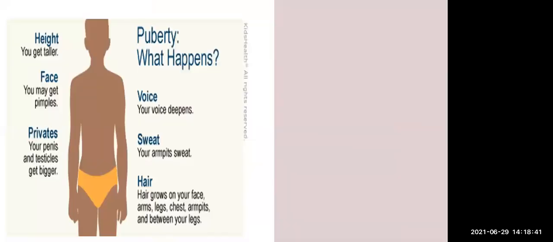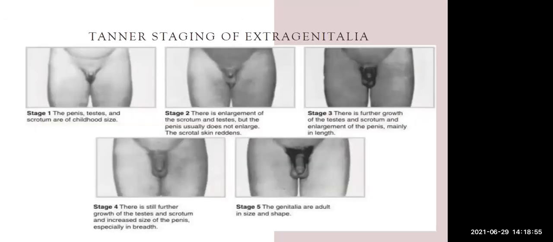So next slide, Anna. In male, what happens? Voice deepens, armpit sweats. The same thing happens as in female, but it's just different in the private parts. Penis and testicles get bigger. So next slide, Anna.